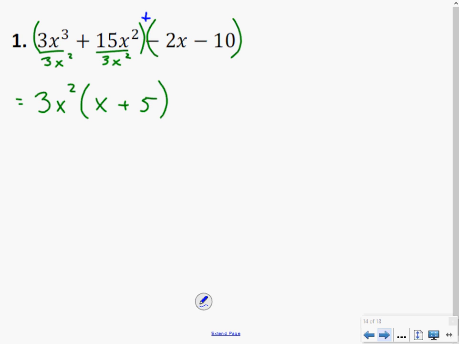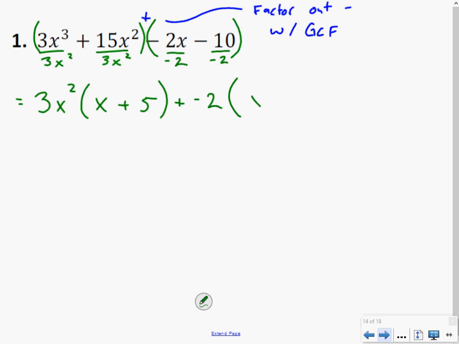Since we included that negative inside of our group, you need to remember that anytime we have a negative, we should factor out the negative with the GCF that we find. So between 2 and 10, the GCF would be 2, but since it's a negative 2, our GCF is going to be a negative 2. So anytime that the leading term in your group is negative, you need to factor a negative out with your GCF.